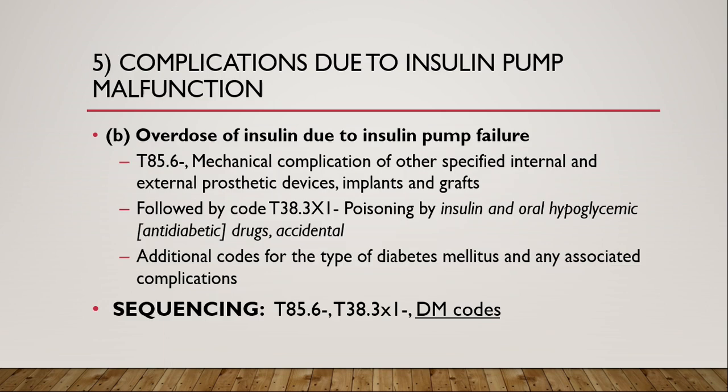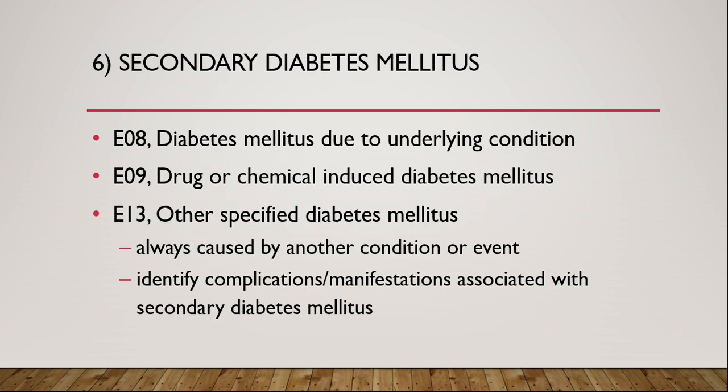Next. Okay, so we're done with E10. We're done with E11. Now, we are on the other types of diabetes mellitus. We have E08, diabetes mellitus due to underlying condition. You can go to your book, to category E08.